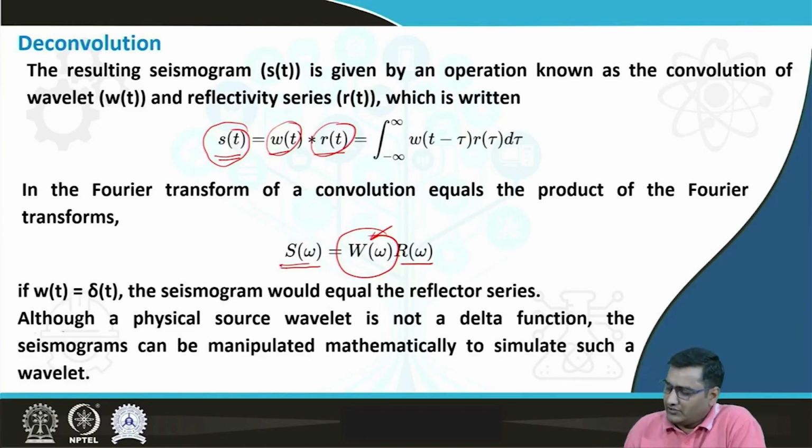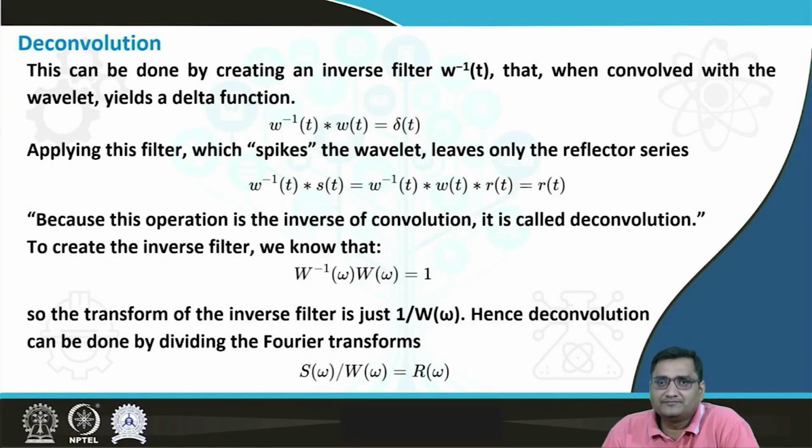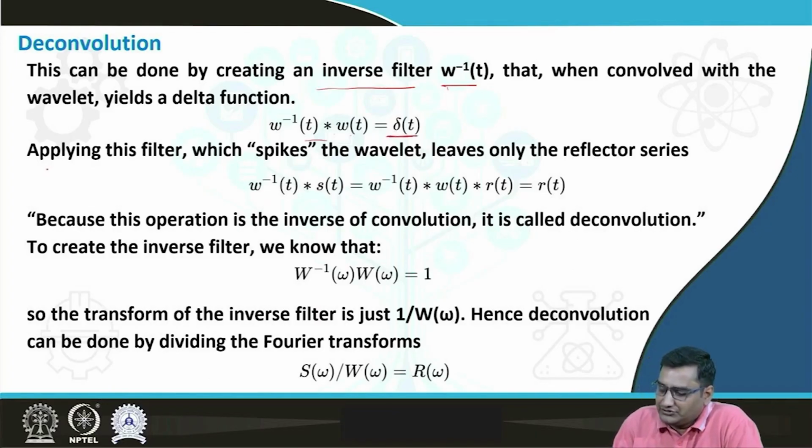In a real earth situation, when we have a seismic source, it doesn't show the delta function. We want to perform some mathematical operation so that we can eliminate this source wavelet, or the input signal, from here. For this purpose, we do inverse filtering and calculate the inverse of the input pulse, W inverse(t). When it is convolved with the wavelet, it will yield the delta function. So W inverse(t) convolved with W(t) gives the delta function. Applying this filter, which spikes the wavelet, leaves only the reflector series.